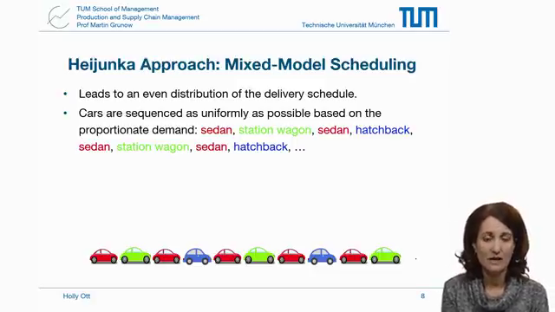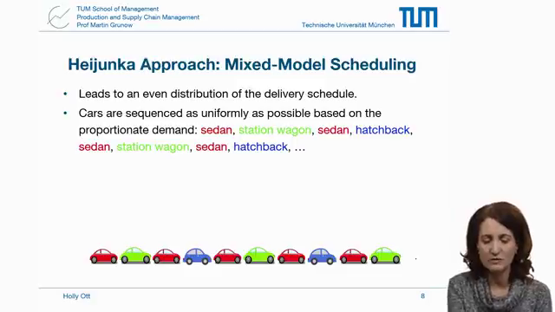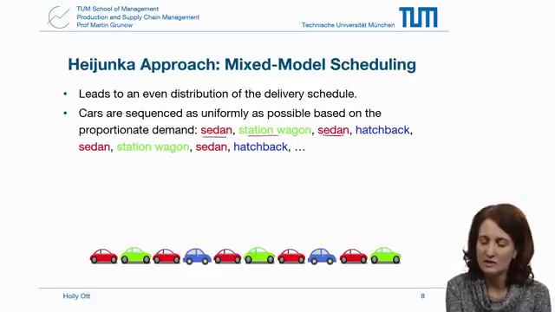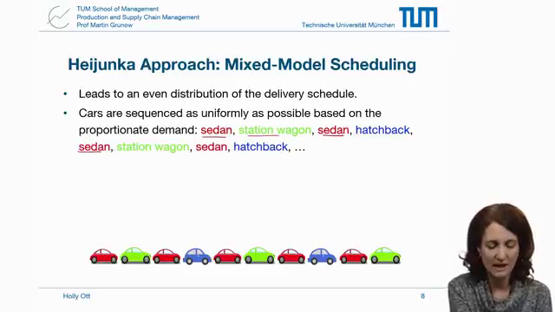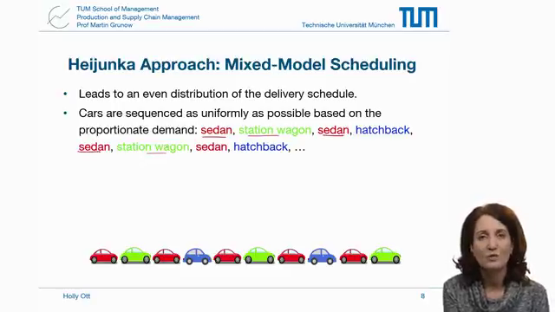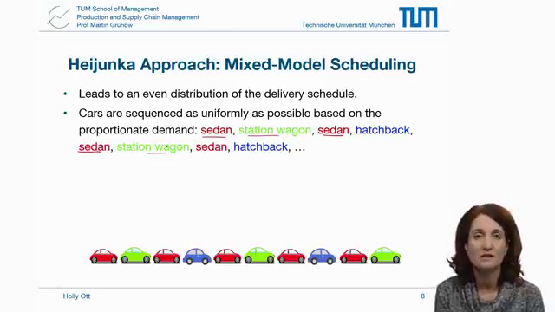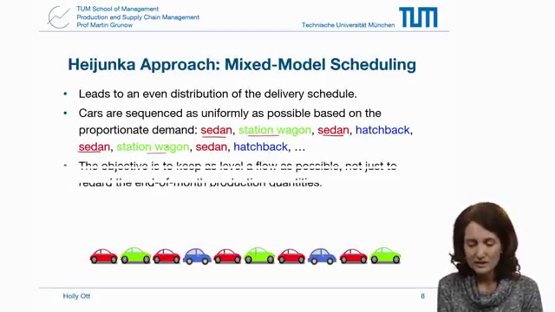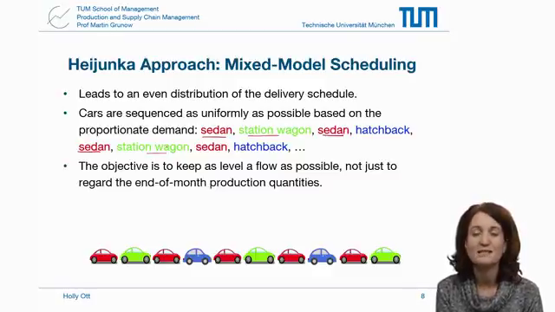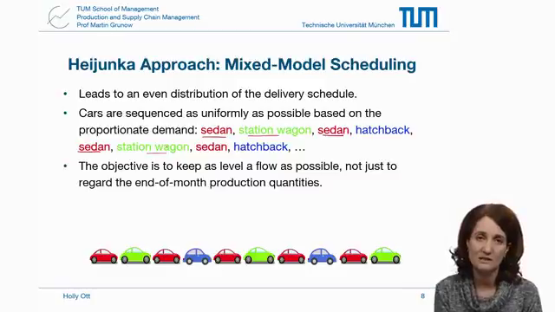So, for example, a mixed model scheduling would be first to schedule a sedan and then a station wagon, and then another sedan, and then a hatchback, and then a sedan and a station wagon. So we have double the number of sedans as we do station wagons and hatchbacks. And the objective then is to keep the flow as level as possible, not just to regard the end-of-month quantities.